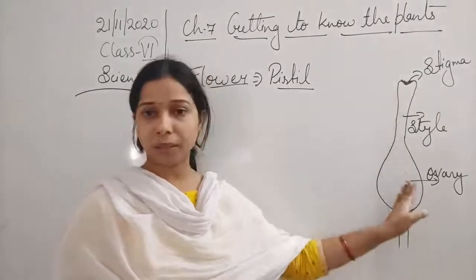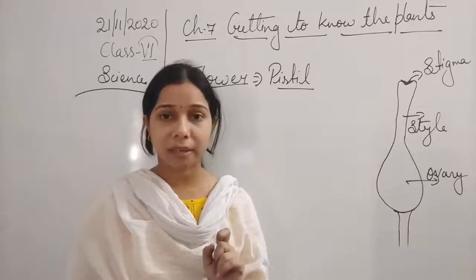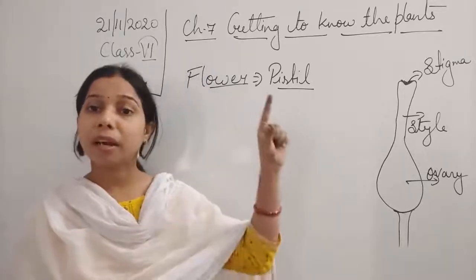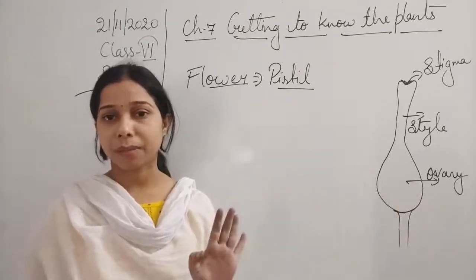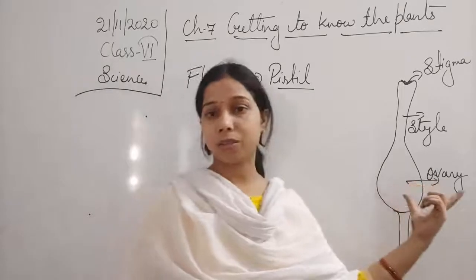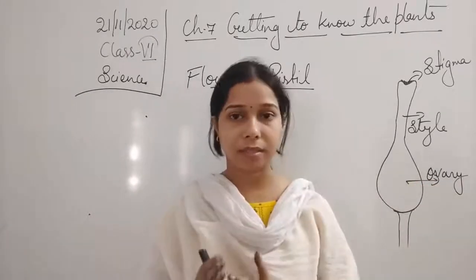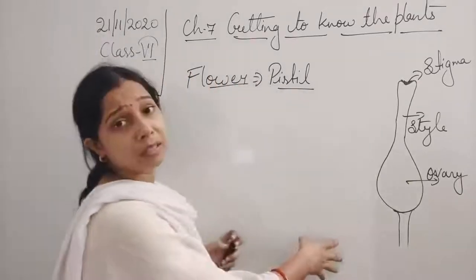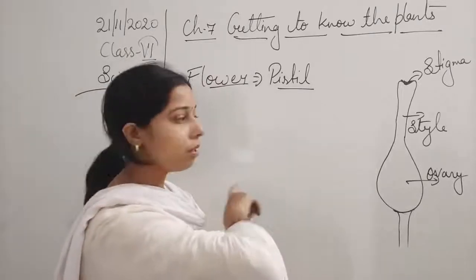Okay, and in between them there is a second part known as the style, which is a tube-like structure, a connection which connects the stigma to the ovary. That is the style. Next one is the ovary, which is the swollen base. That is known as the ovary, and basically we can say this is the third part of the pistil.